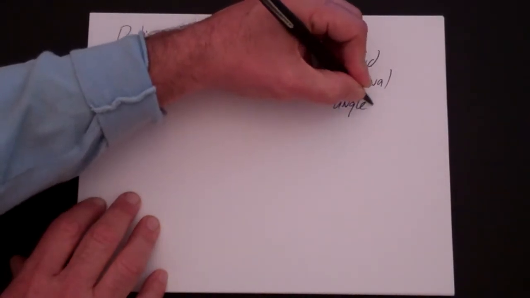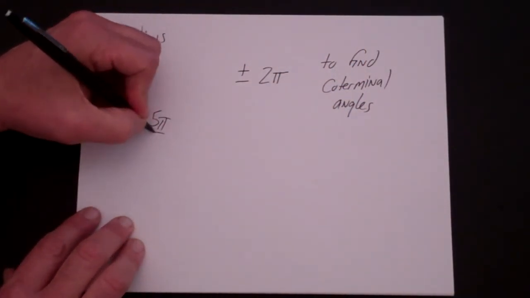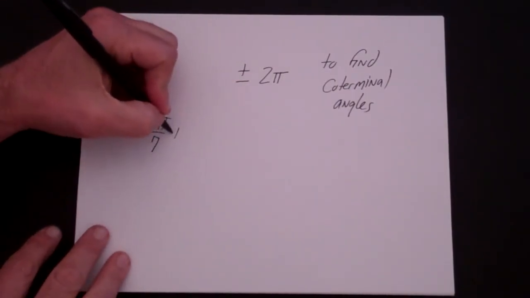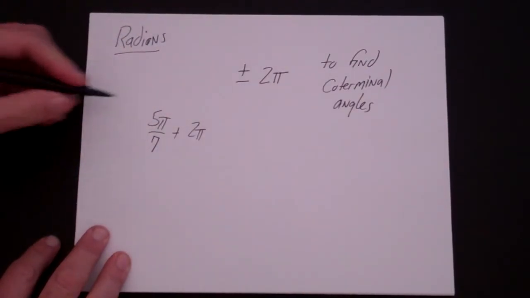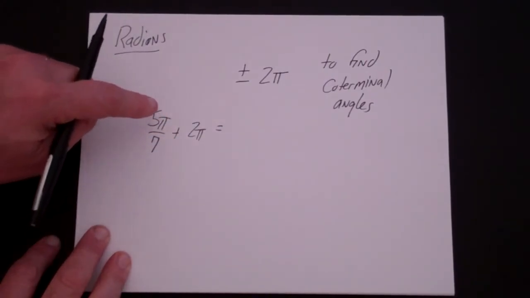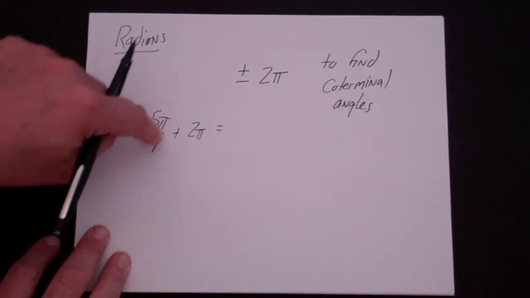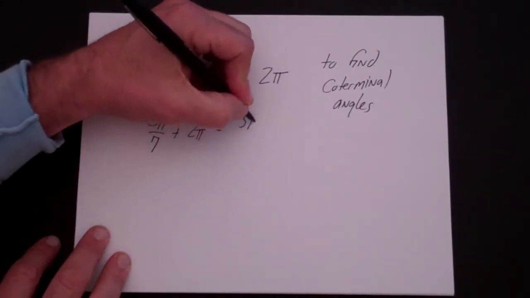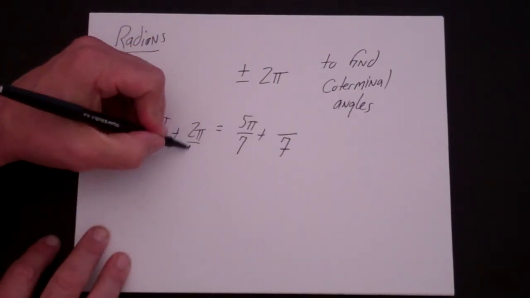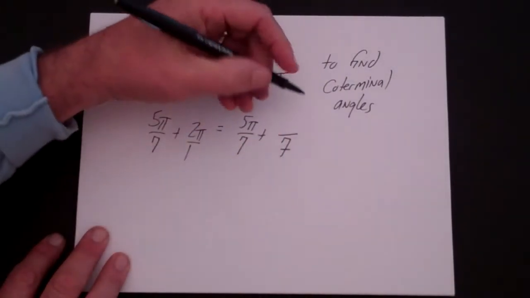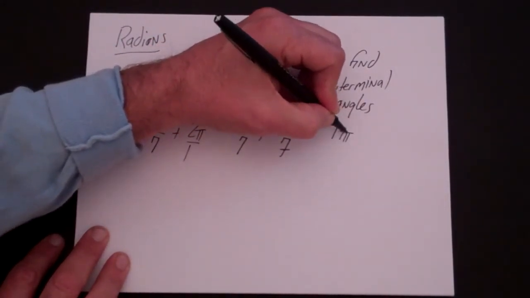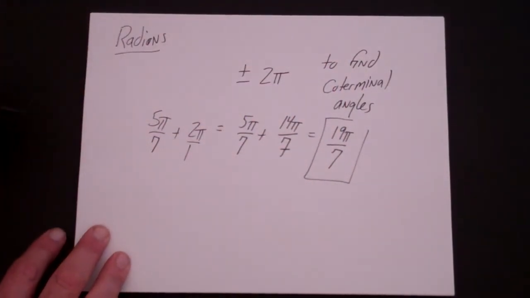Let's just do a quick example of that. Let's say you had 5 pi over 7. Now you could convert this to degrees and convert back, it doesn't matter. But what I'm going to do is add 2 pi to it. You can't add 5 pi over 7 plus 2 pi directly; you have to have a common denominator. So that's 5 pi over 7 plus something over 7. 2 pi is over 1, so you multiply the denominator by 7, so you multiply the numerator by 7, so that's 14 pi. So you end up with 19 pi over 7. So that's one coterminal angle.